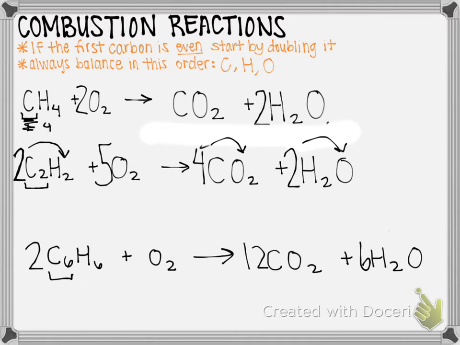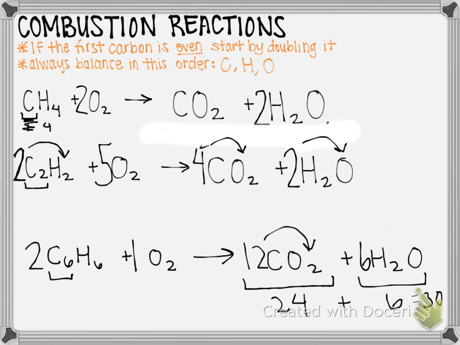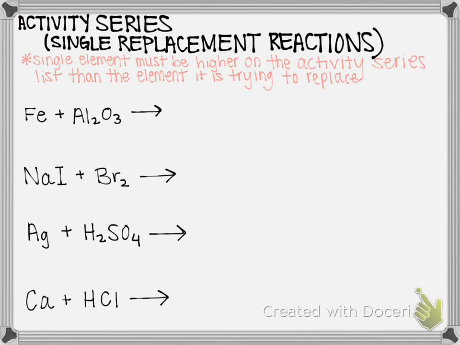Last one is our O's. So you've got 12 times 2, so you have 24 coming from your CO2. And 6 coming from your H2O. 24 plus 6 equals 30. That means 30 oxygens on your product side. You need 30 oxygens on your reactant side, so you add a 15, because 15 times 2 is 30.